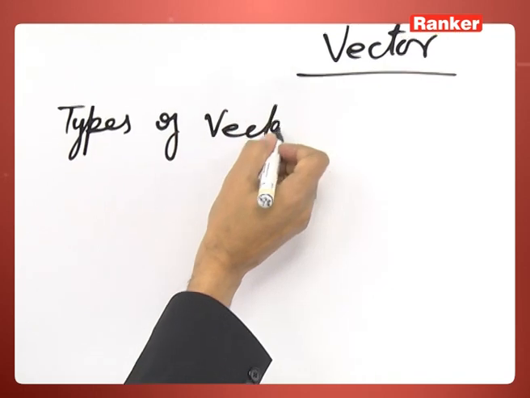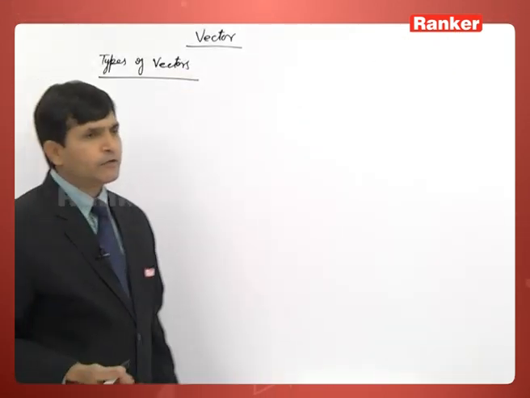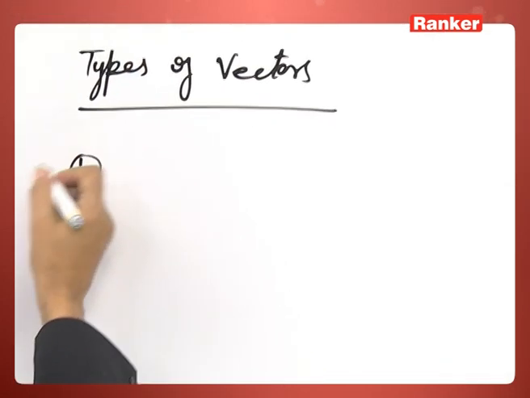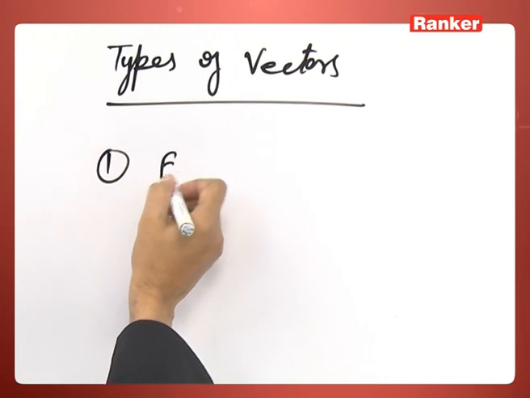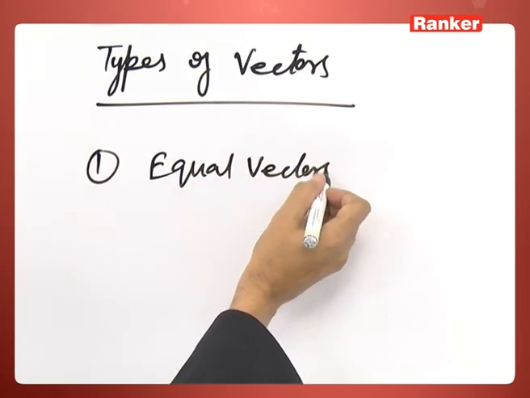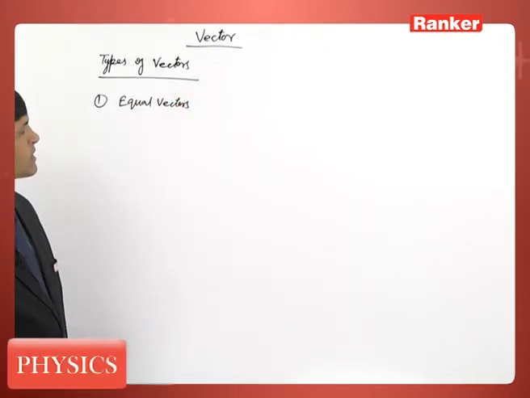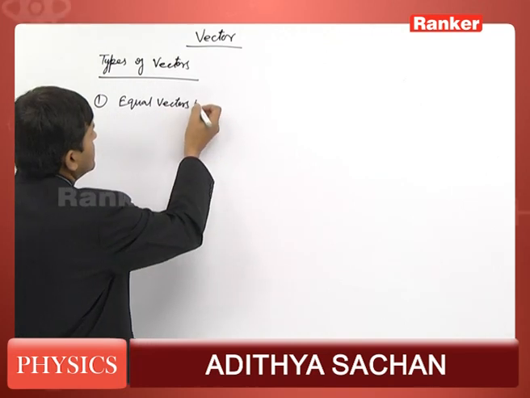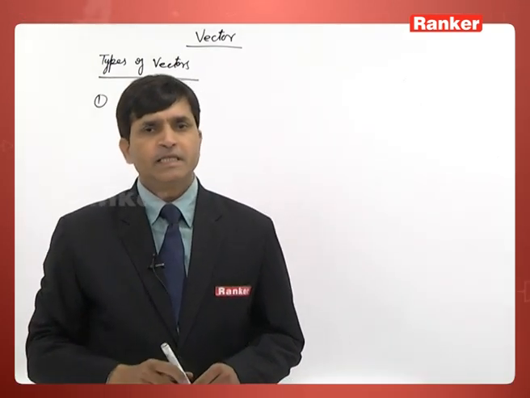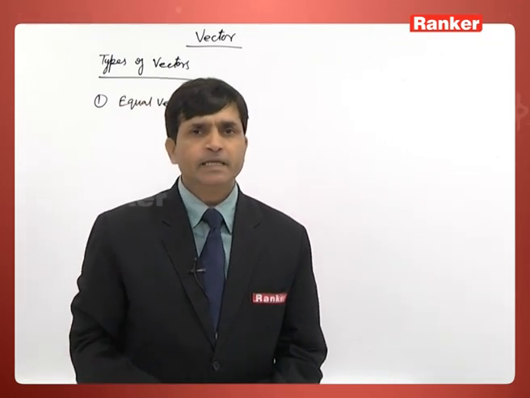Types of vectors. In the types of vector, we have different types of vectors. First, we can say equal vectors. Equal vectors means whenever two vector quantities are said to be equal, always remember their magnitude as well as direction must be the same.